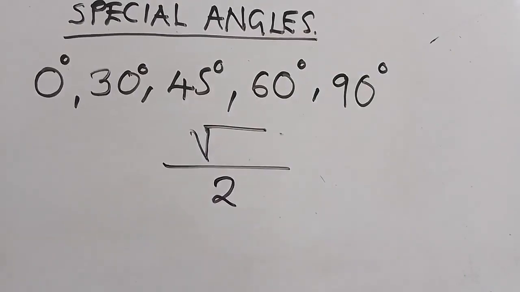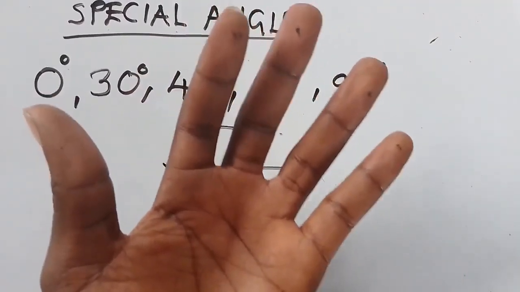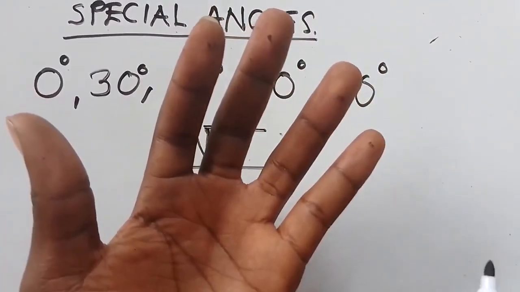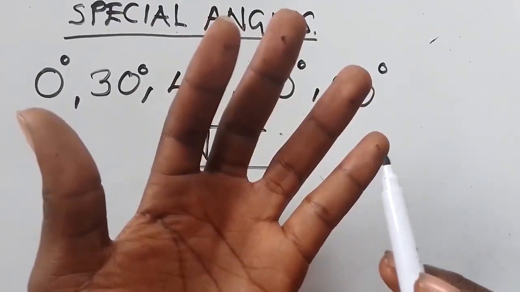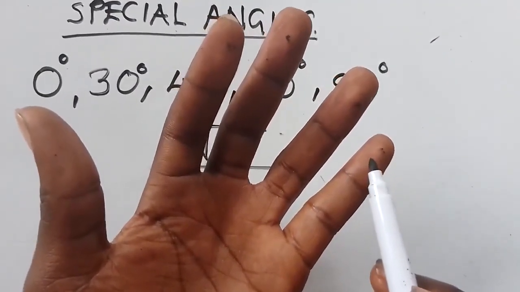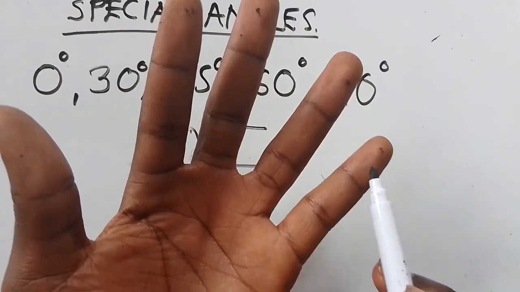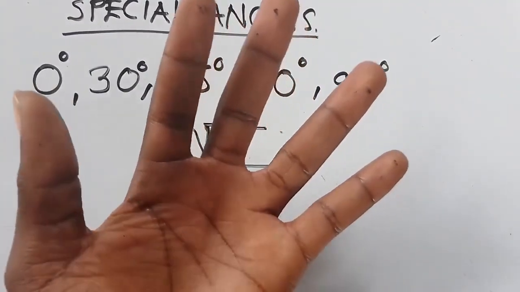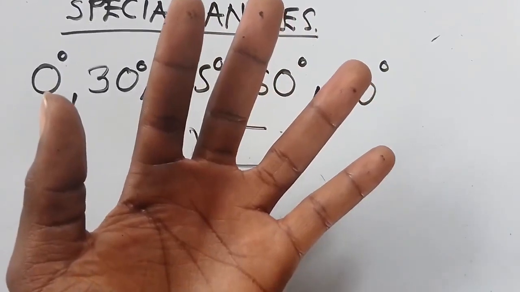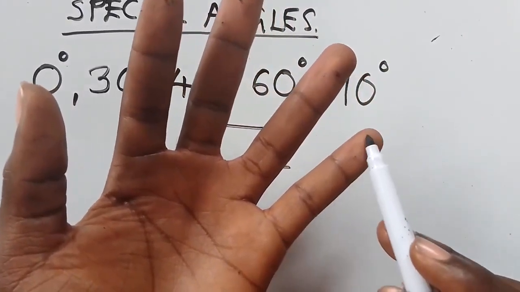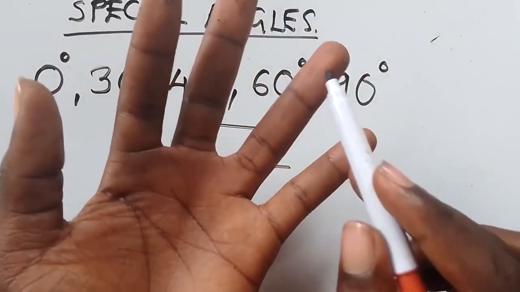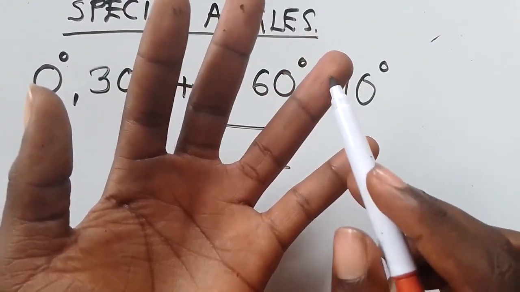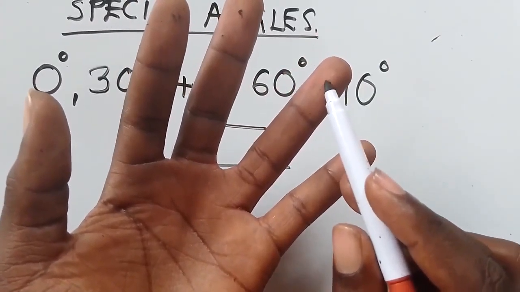Let us practice together. This is my finger. I told you that this is my hand. I told you that with this finger, like that. So this is 0 degrees. This is 30. Let me say I want to find 30.